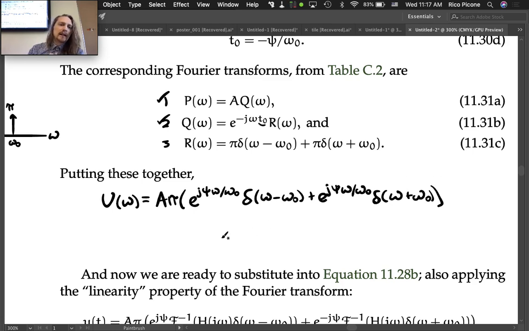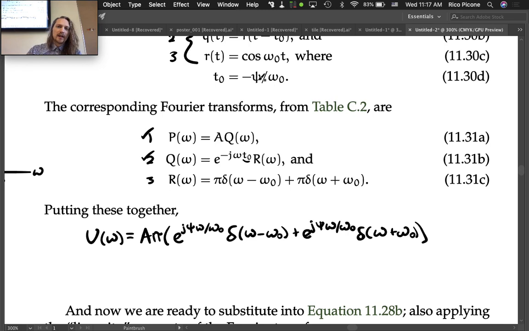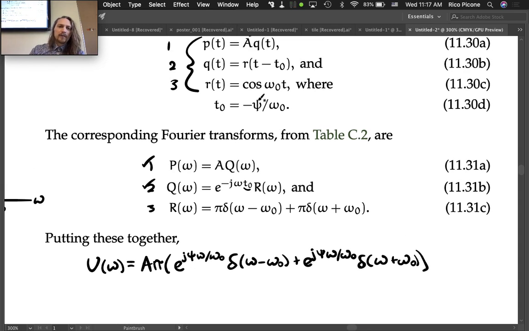Where you can see the scaling factor, we have that. We have these exponentials that come in here, where we've plugged in our t naught being negative psi over omega naught. So we've got those showing up, the time shift property ones. And then we've also got the delta functions popping up, and the pi that's in each of them we pull out.